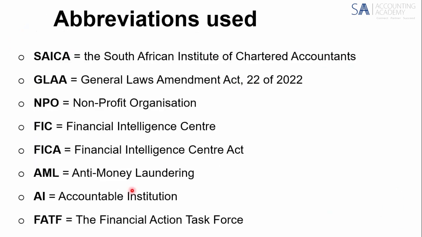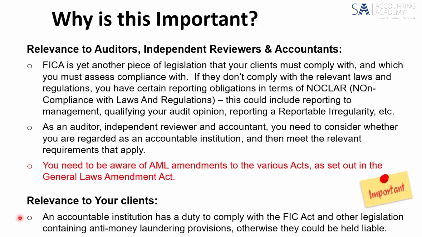So for the next 15 minutes, these are the abbreviations that I'll be referring to: SAICA, GLAA, which is the General Laws Amendment Act, also known as the AML Act, the Anti-Money Laundering Act, right? Because the General Laws Amendment Act contains all the sections that refer to anti-money laundering measures in South Africa. There's special reference to NPO and FIC and FICA, and then an accountable institution, and then our good old international friend FATF, which is the Financial Action Task Force.